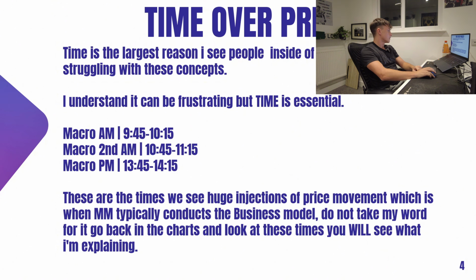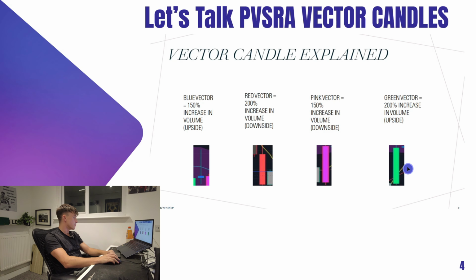And then the second macro is at 10:45 to 11:15, and then the PM session, which is 13:45 to 14:15. As you can see there, I've written down everything that I'm basically explaining in this video, so if you want to go through that and check it out, be sure to. And then let's move on to the vector candles.